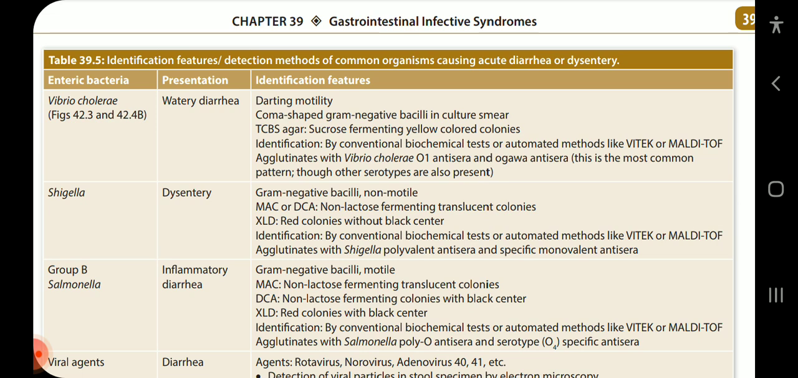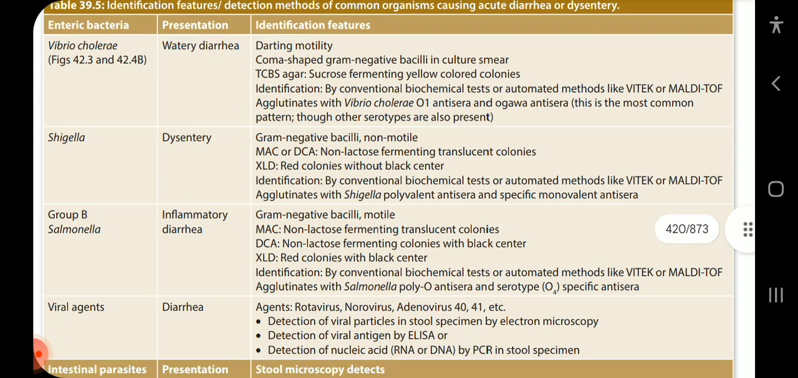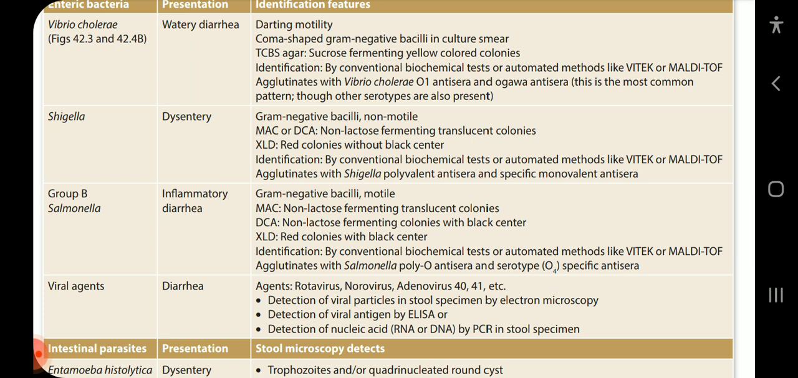Shigella causes dysentery. Gram-negative bacilli, non-motile. MAC or DCA medium: non-lactose fermenting translucent colonies. XLD: red colonies without black center. Identification by conventional biochemical tests or automated methods like Vitek or MALDI-TOF. Agglutinates with Shigella polyvalent antisera and specific monovalent antisera.